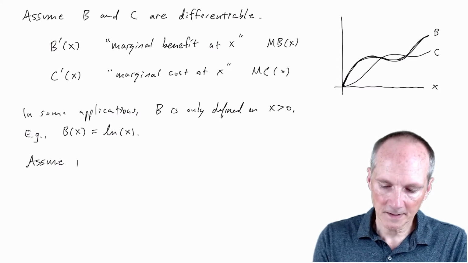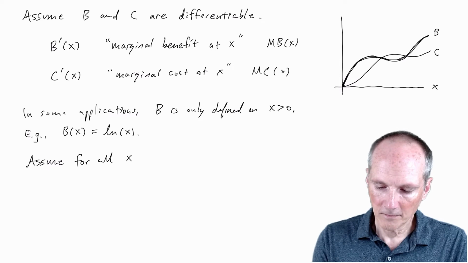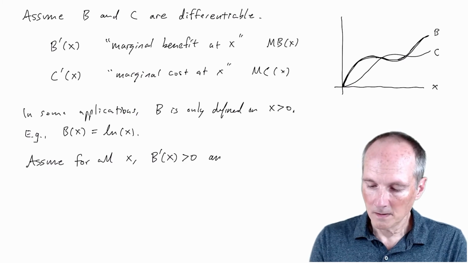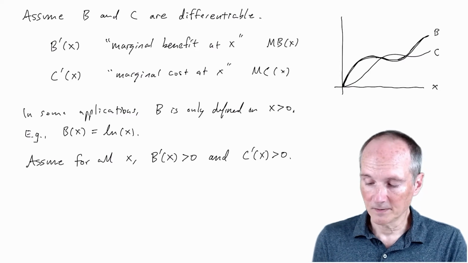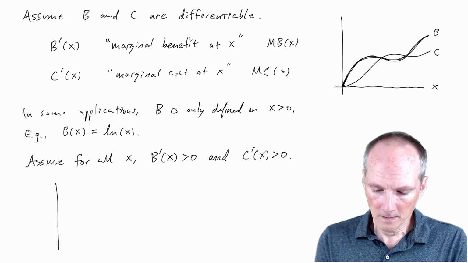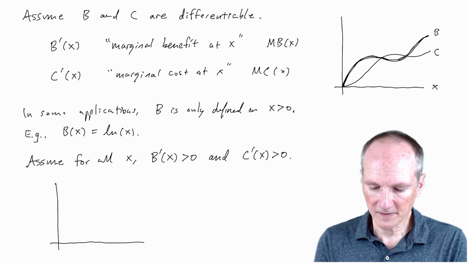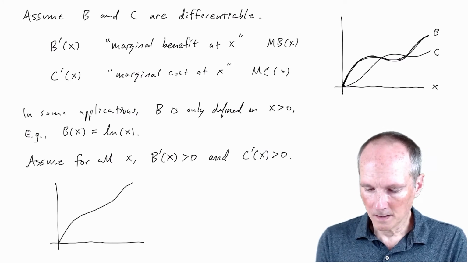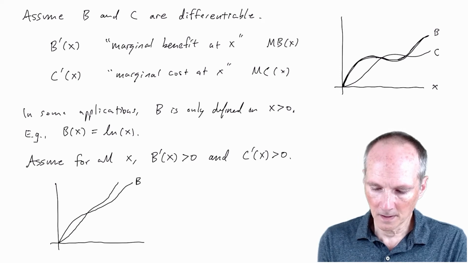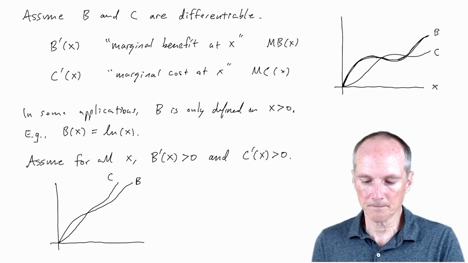So let's assume that for all x, that derivative is strictly positive, okay? As well, let's assume marginal cost is strictly positive. That rules out the picture that I just drew. Now the benefit function has to be strictly increasing. The cost function has to be strictly increasing as well.